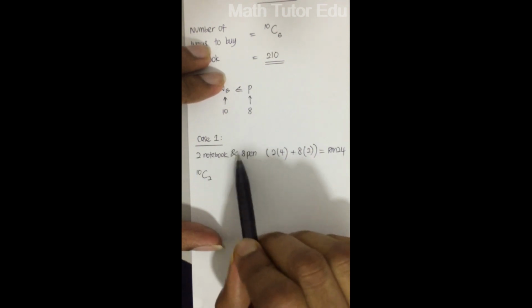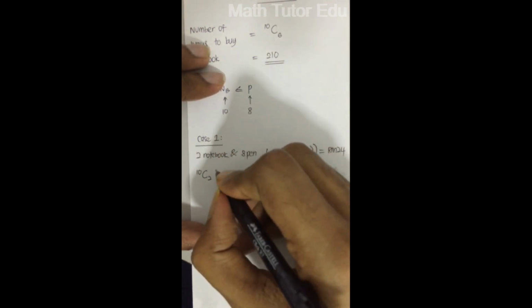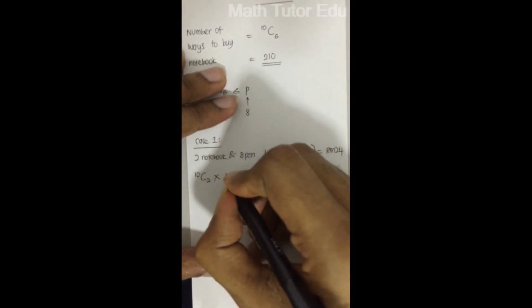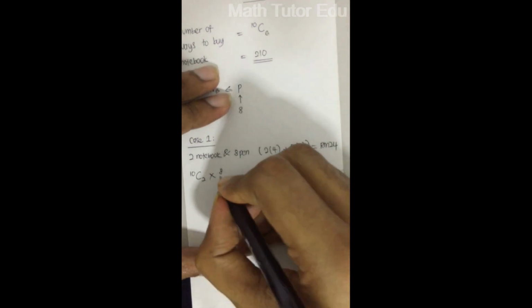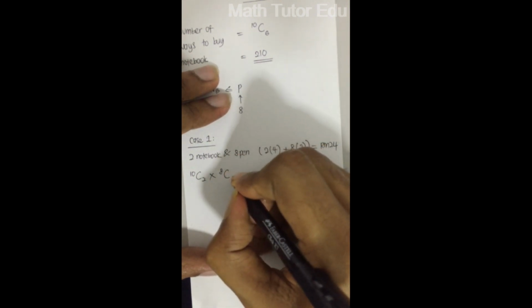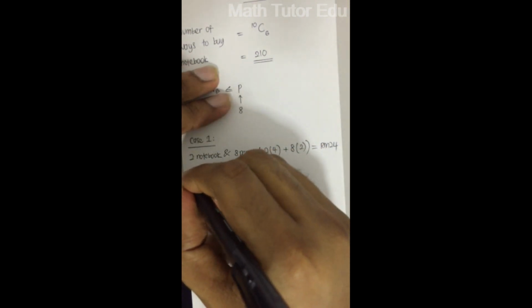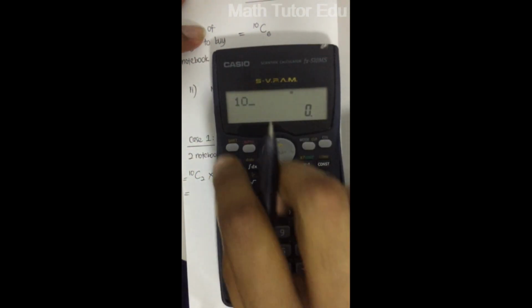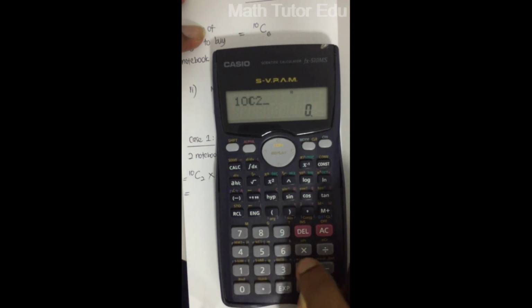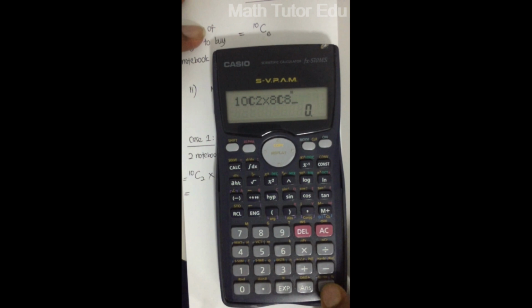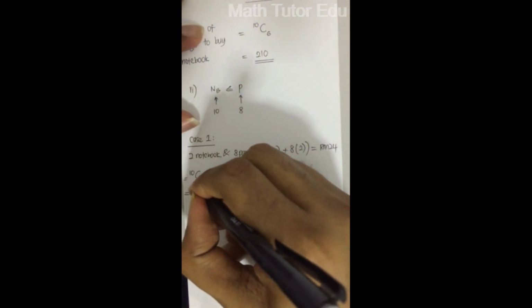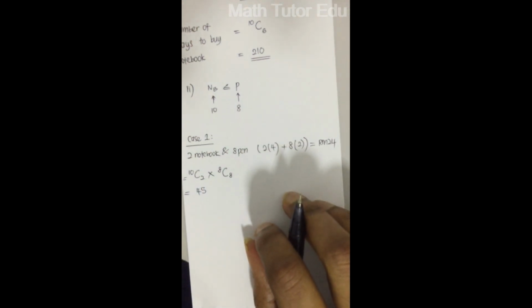So when you have an "and," that means you need to multiply. How many pens do we have? 8 pens. Out of 8, you get to choose 8 pens. So from here, calculate this: 10C2 times 8C8. You get the answer 45. So this is your case 1.